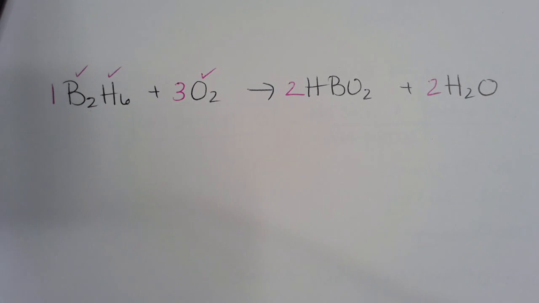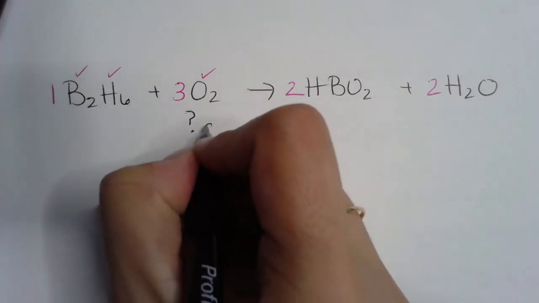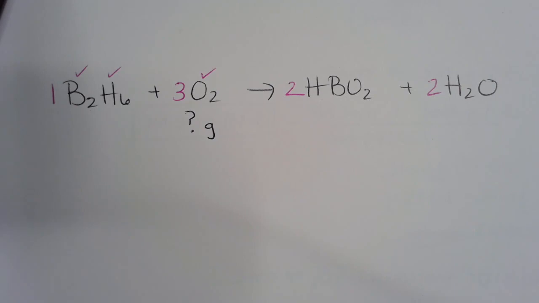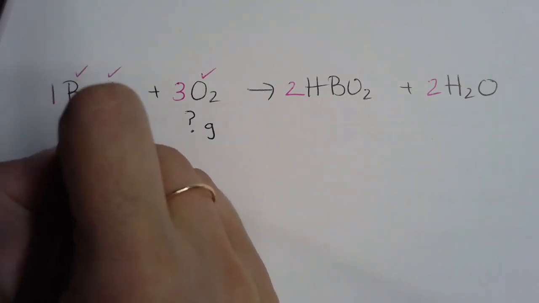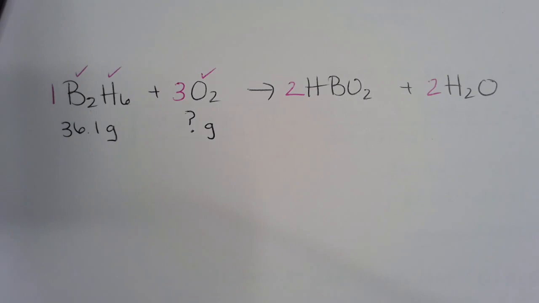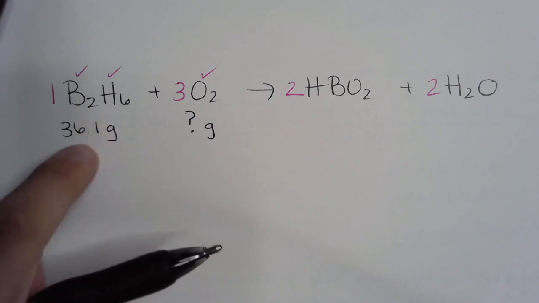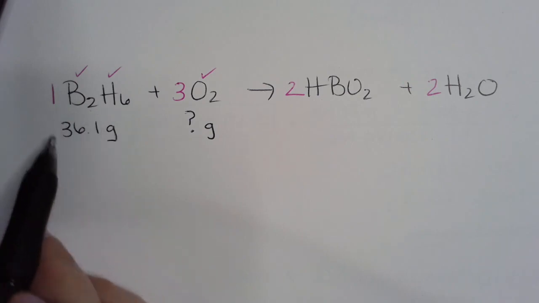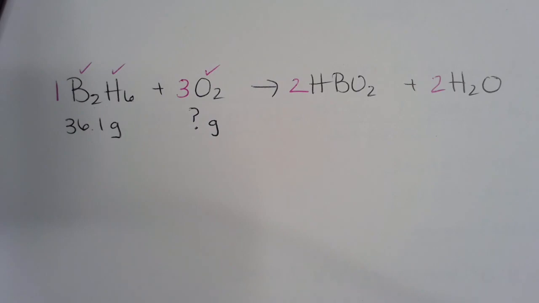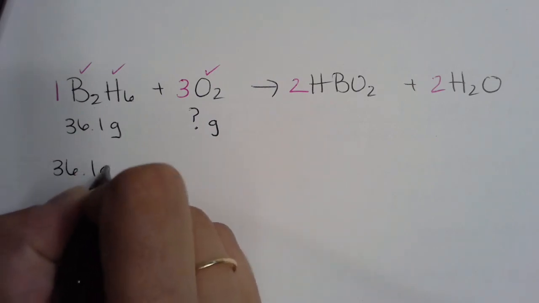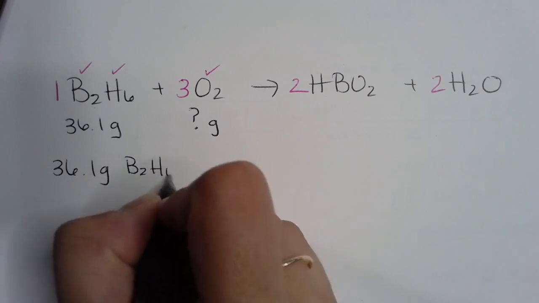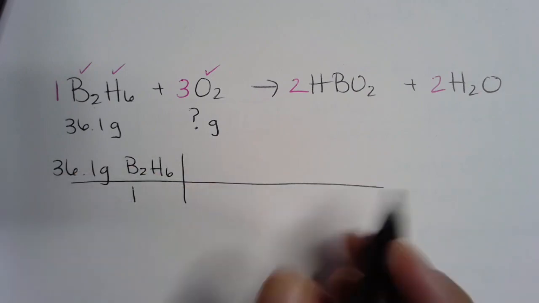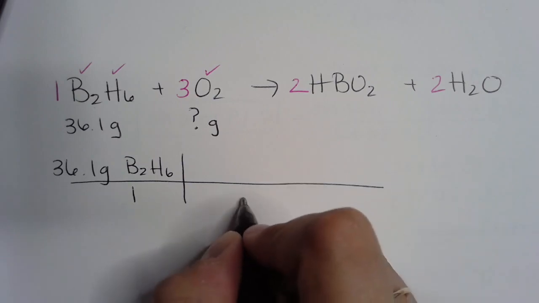So let's see, what mass of oxygen will be needed to burn 36.1 grams of diboron hexahydride. That's the complex way to name that, but I'm almost positive that has a more simple name, which I can't think of right now. Just like with a regular mole conversion, if you're given something in units of grams, you always want to convert it to moles first. So let's start off with grams of this compound here.